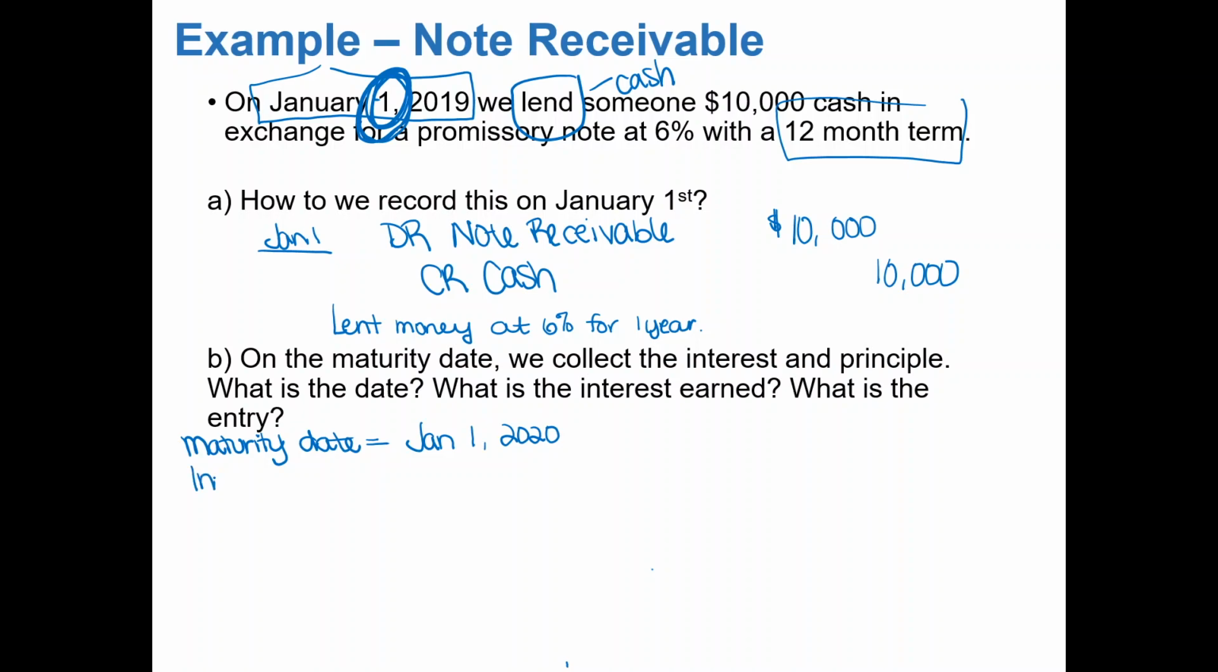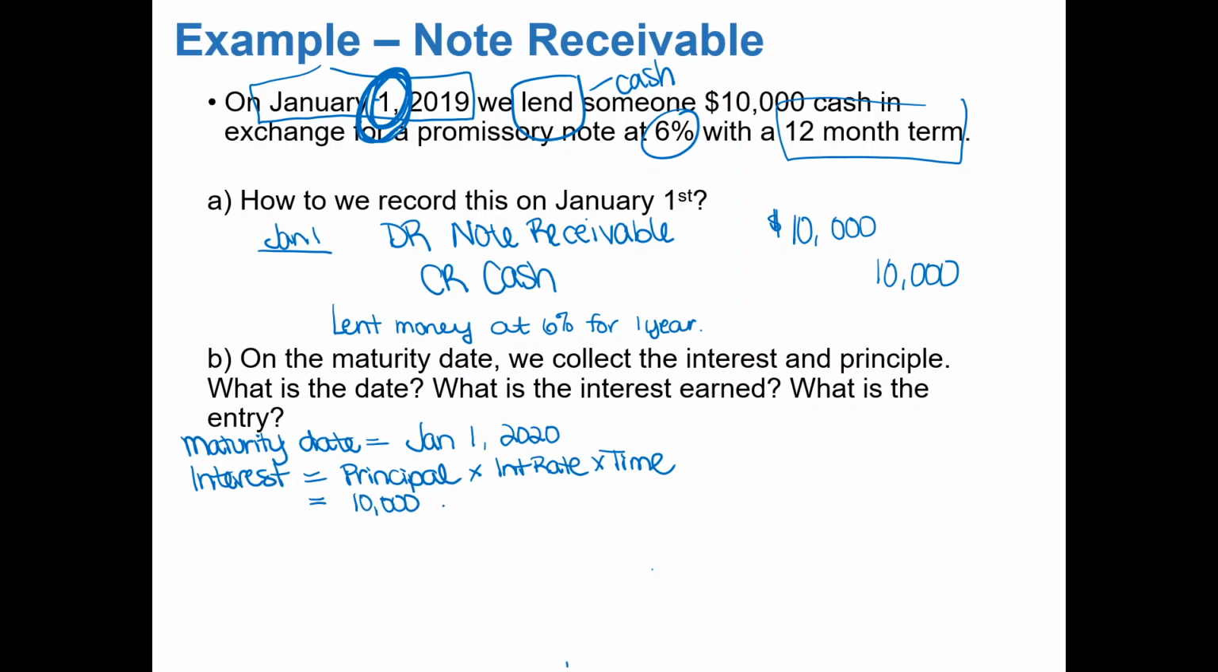Okay, so now it asks next, what is the interest that is earned? So remember, to calculate this, we take the principal amount, we times by the interest rate, and we times by that factor of time. The 6% is in fact what we would earn in a year, and thankfully this time it is 12 months. So it really just works out. But that's not always the case.